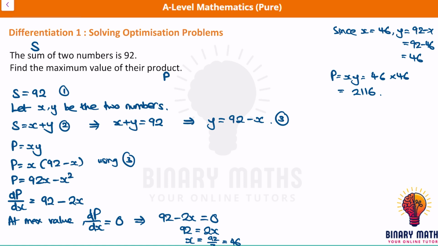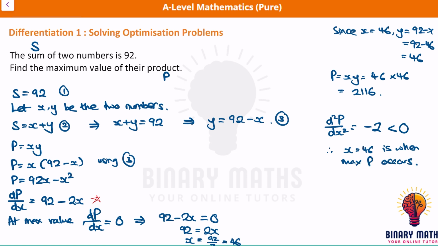Now, if I want to check whether this is really a maximum product, then what I need to do is find the second derivative, which is d squared P over dX squared. If I differentiate this, then I get minus 2. Now, minus 2 is less than 0. Therefore, X equal to 46 is when maximum P occurs. So that is true. So the maximum value of the product, maximum P, is equal to 2116.